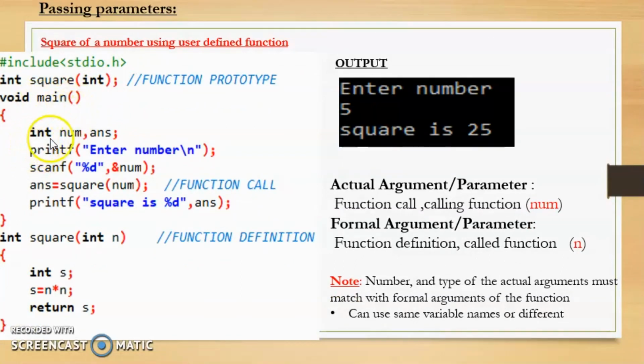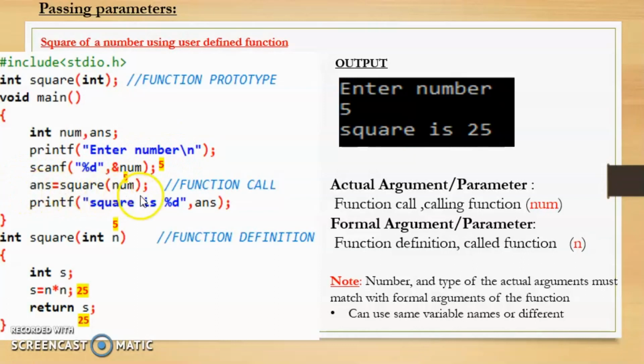Next, the program will start from the main function. We have declared two integer variables, that is num and answer. Then it will ask the user to enter a number. Whatever number the user enters will be stored in this variable num. Say for example, the user enters the number as 5. So 5 will be stored in this variable num.